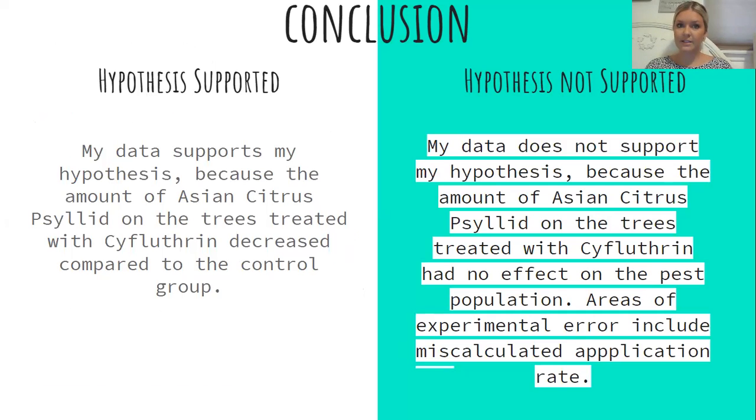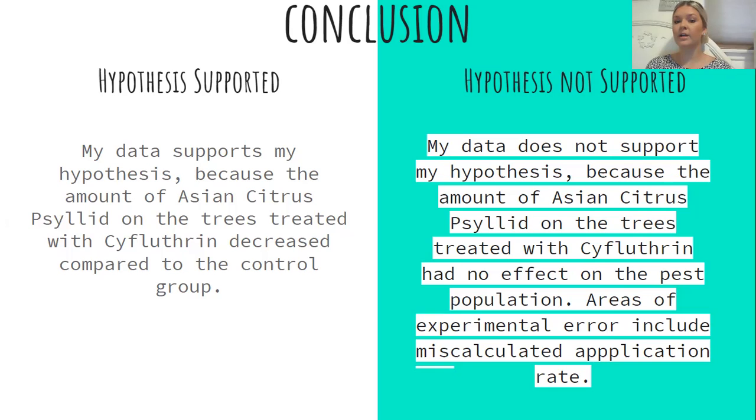So hypothesis supported. This is your conclusion. I'm going to give you an example of hypothesis supported and hypothesis not supported. So supported: my data supports my hypothesis because the amount of Asian citrus psyllid on the trees treated with cyfluthrin decreased compared to the control group.